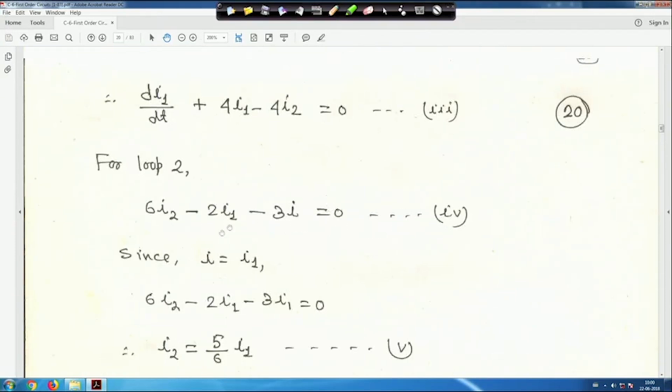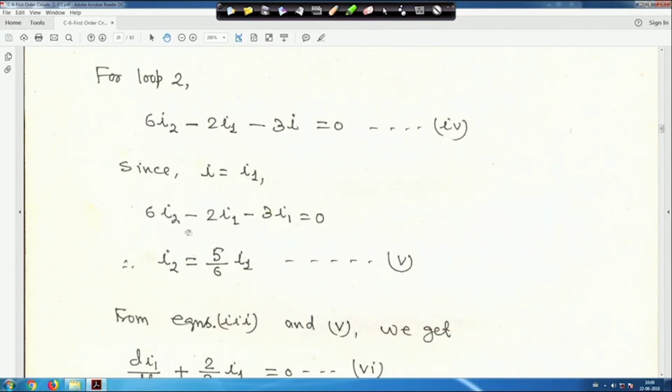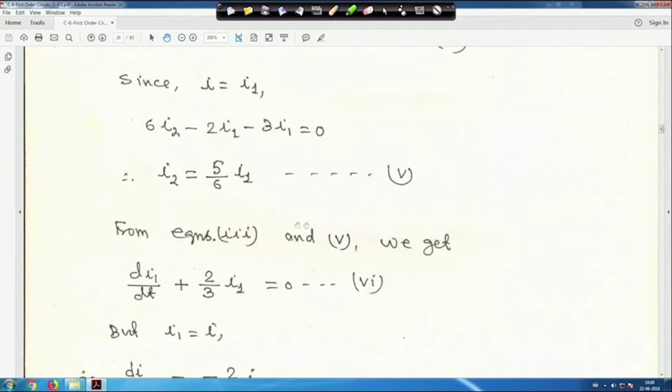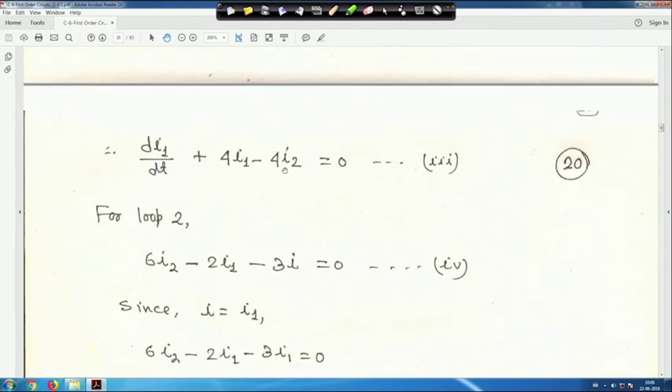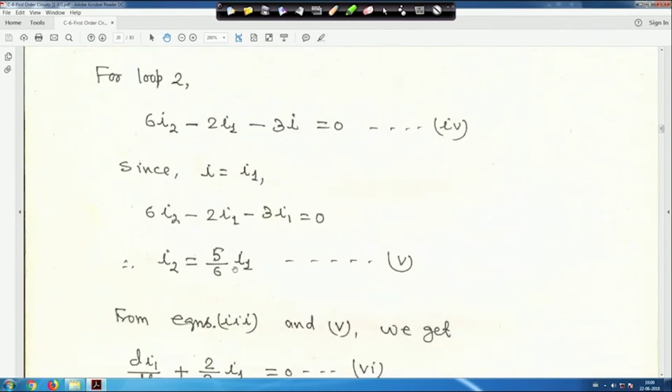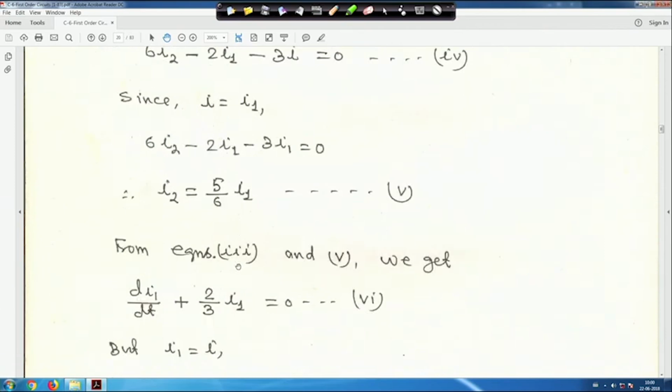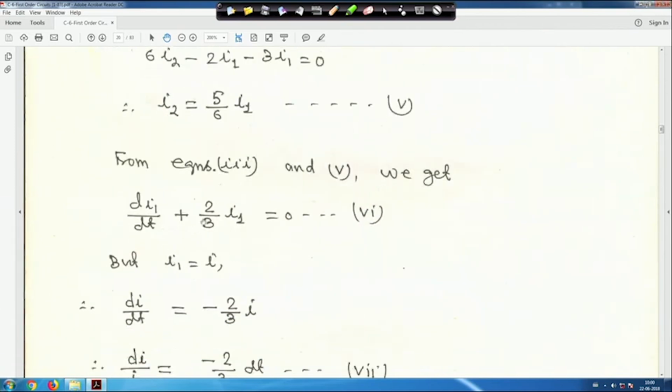This is equation 4. Now, since I is equal to I1, therefore, you put here 6 I2 minus 2 I1 minus 3 I1 is equal to 0. That means I2 is equal to 5 upon 6 I1. Now, from equation 3 and equation 5, in equation 3 you put this expression I2 is equal to 5 upon 6 I1. Then you will get di1 upon dt plus 2 by 3 I1 is equal to 0. So, this is equation 6.